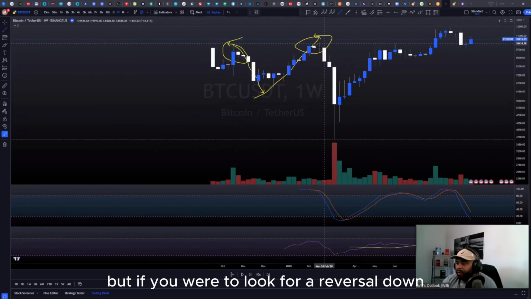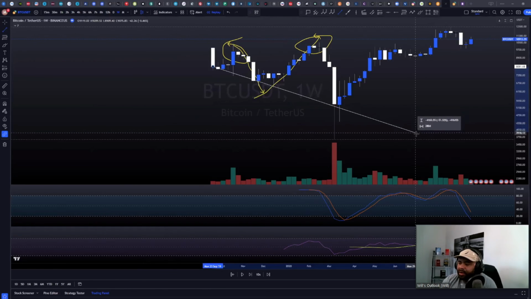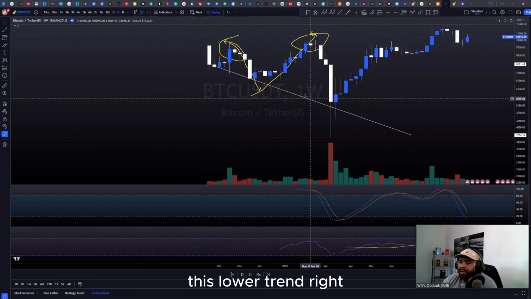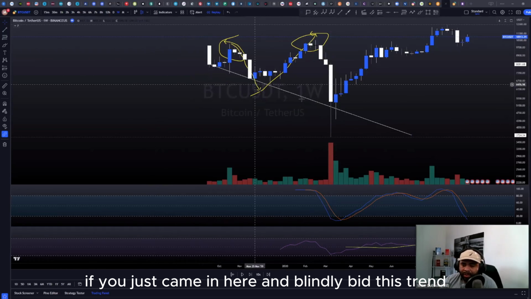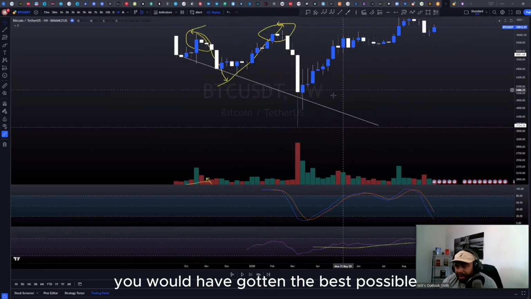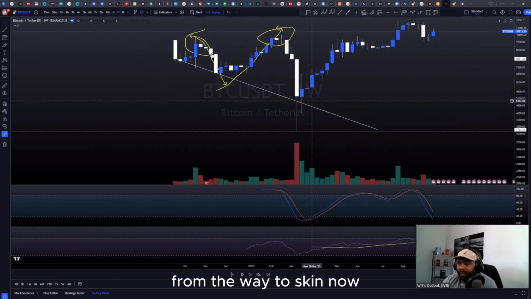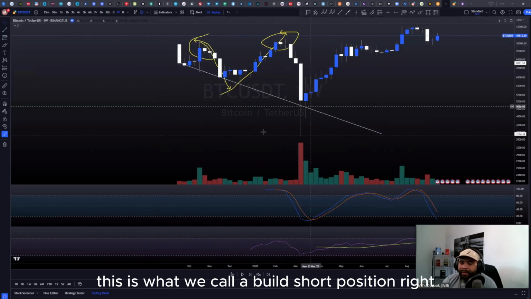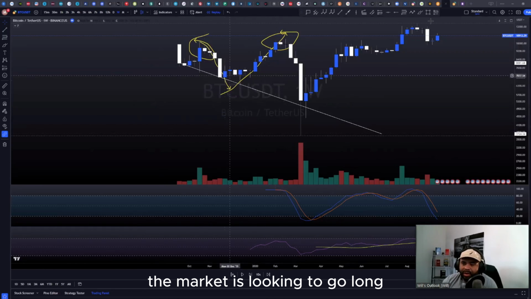But if you were to look for a reversal down, you would take a trend, you would run the low. You could have taken positions all across this lower trend, right? If you just came in here and blindly bid this trend, you would have gotten the best possible prices from the way this skinned out. Now, keep in mind, this is what we call a build short position, right? When the market builds short, the market is looking to go long.